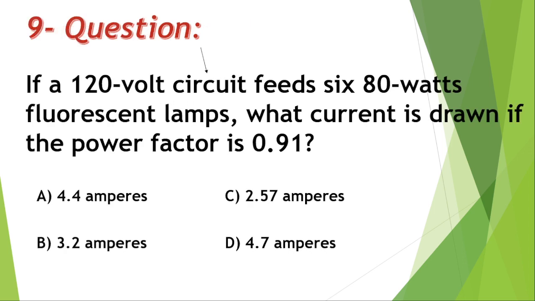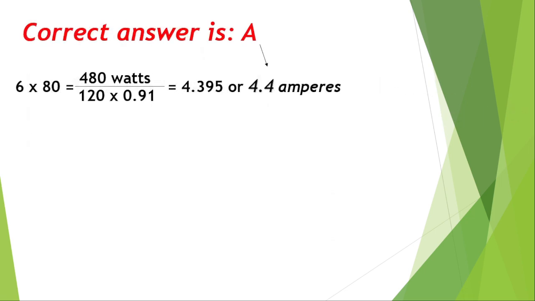Question number 9. If a 120 volt circuit feeds 6 80 watt fluorescent lamps, what current is drawn if the power factor is 0.91? A. 4.4 amperes. B. 3.2 amperes. C. 2.57 amperes. D. 4.7 amperes. Correct answer is A. Please see the reference.